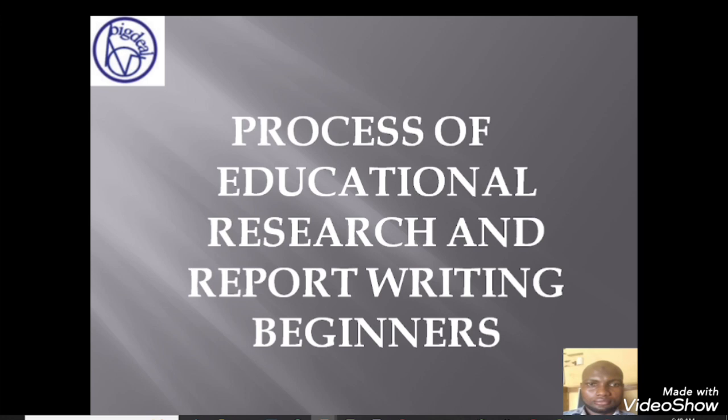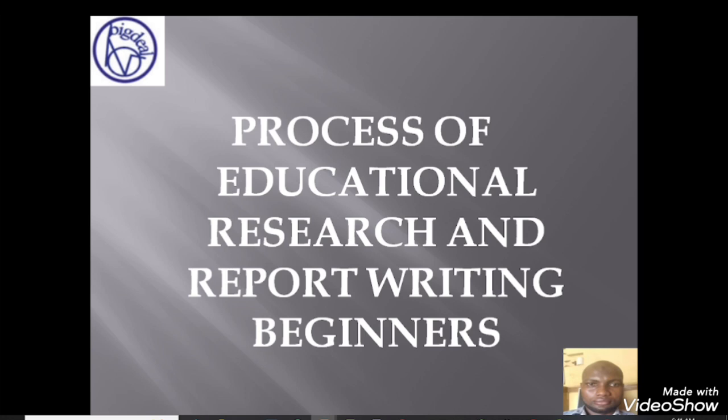Then step 2 is that you have to review related literature. You have to get those people that have worked on something similar. In this step, you'll be reading books, articles, and past research to understand what has already been studied. It will help you to define your research question carefully.